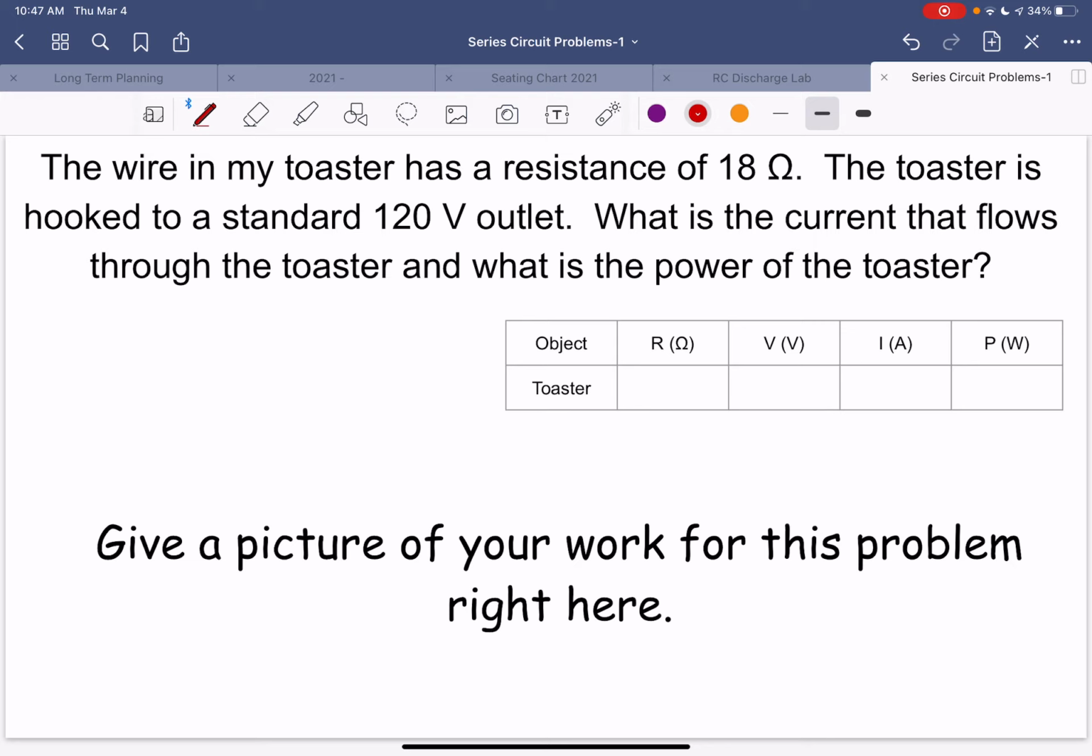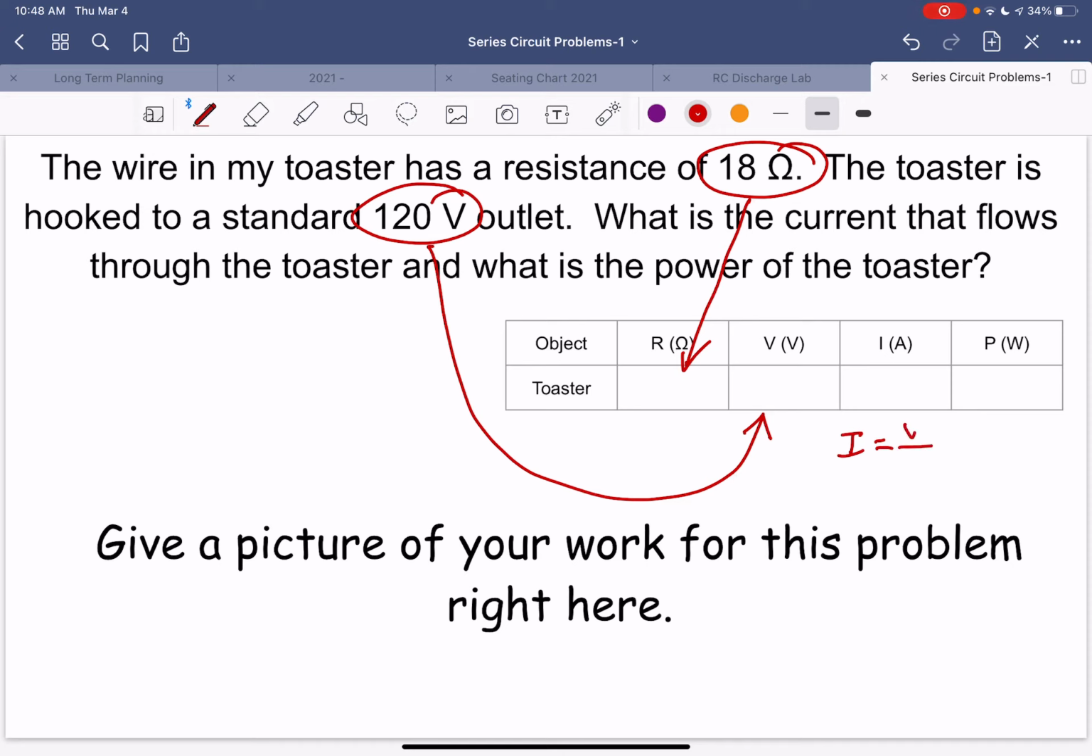Question 2, we're going to deal with a toaster, and we're going to start with an ideal circumstance where we ignore the wires that are bringing the electricity to the toaster. So for the resistance, we can just put in the resistance of the wires inside the toaster. And for the voltage, we plug in the voltage of our power supply. We then use I equals V over R to get our current. Power equals VI to get the power of our toaster. This is our ideal circumstance, but it will not match reality.